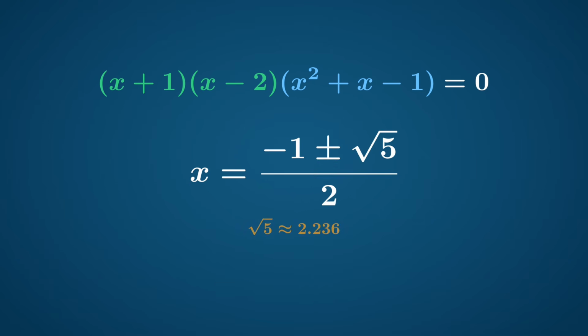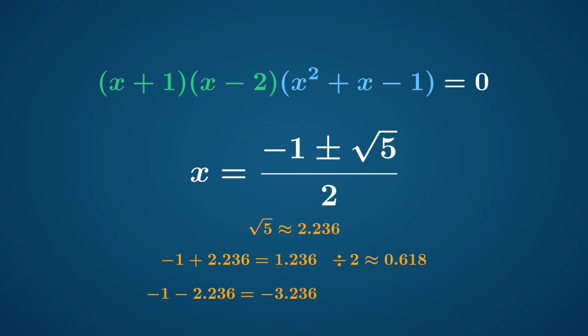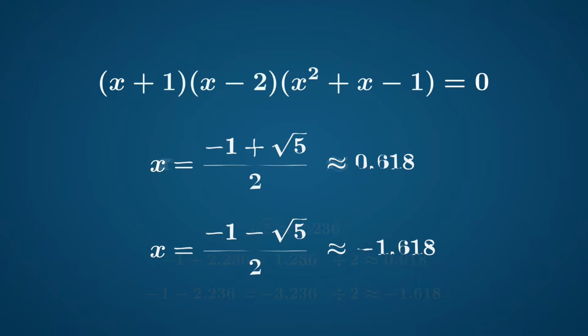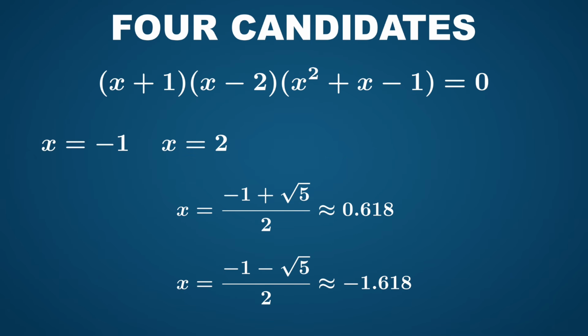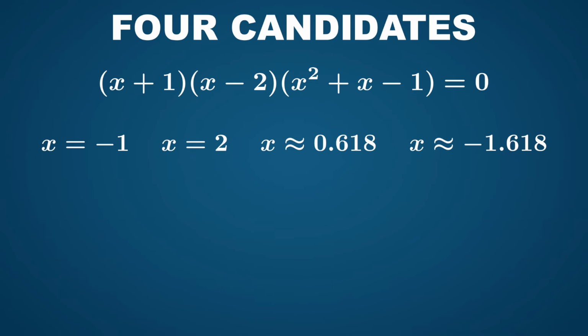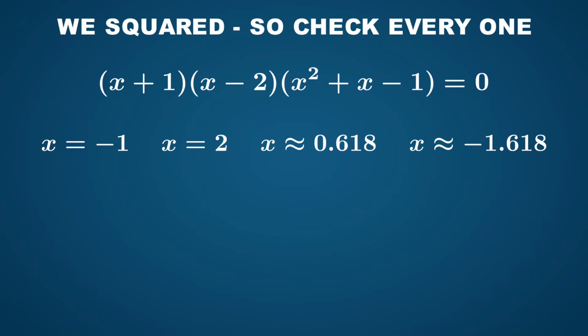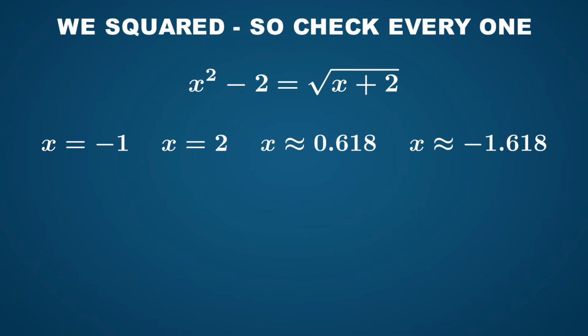The square root of 5 is about 2.236, minus 1 plus 2.236 is 1.236, half of 1.236 is about 0.618. Minus 1 minus 2.236 is minus 3.236. Half of that is about minus 1.618, the last candidate. In total, the quartic hands us 4 candidate values for x. They are minus 1, 2, and the 2 roots from the quadratic. We squared both sides at the start, so every candidate gets checked in the original.